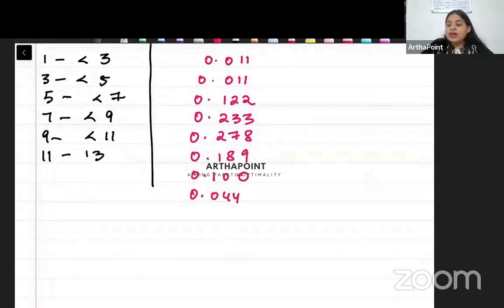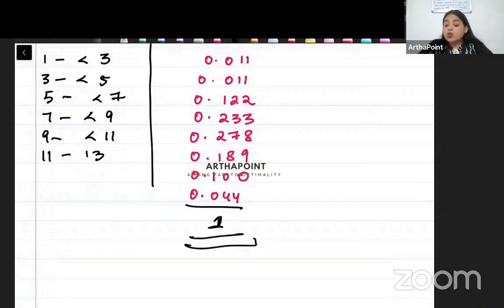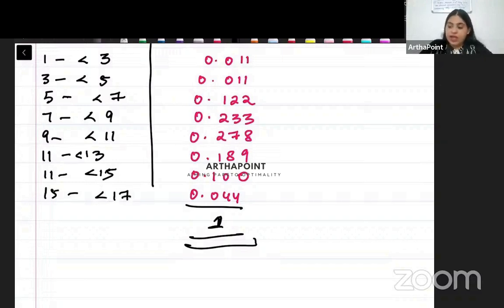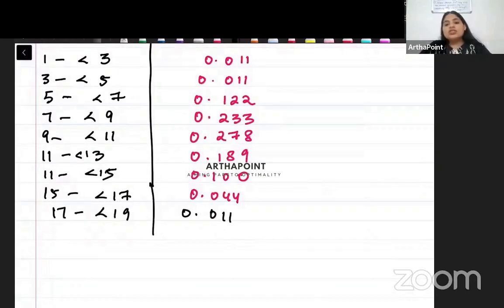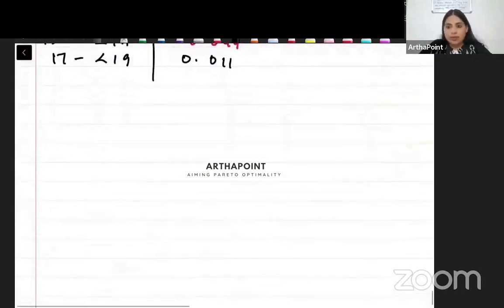So when you are given data such that the sum is coming as 1, you are clear that this is where you are talking about relative frequencies already. अगर नहीं दिया होता तो हम कन्वर्ट कर लेते फ्रीक्वेंसी को टोटल नंबर से डिवाइड करके. Now, what will you do? यहाँ पे I think so data, this had one more value, 17 to less than 19, 0.011. Now, you just have to make a histogram out of it.